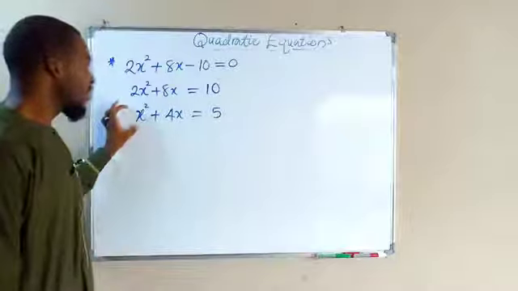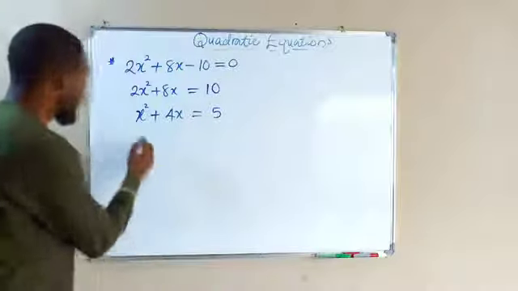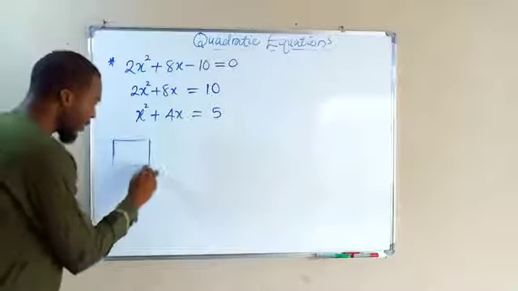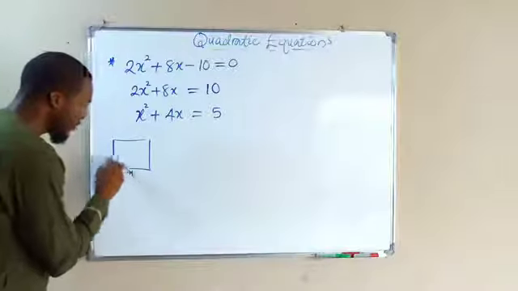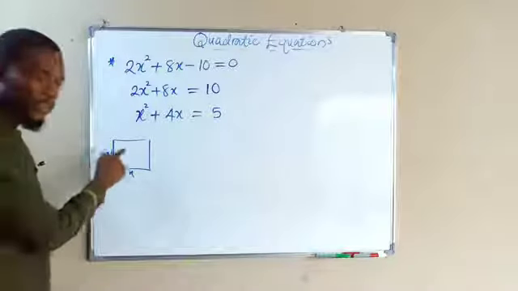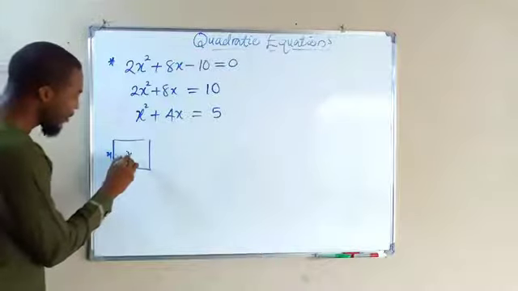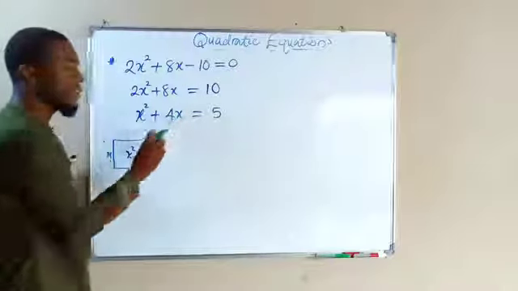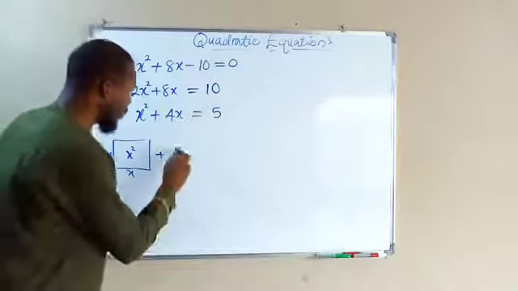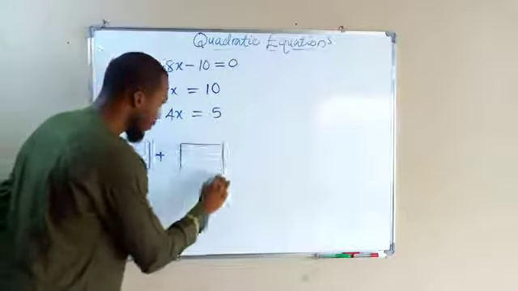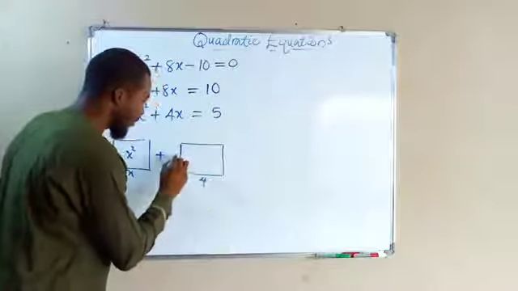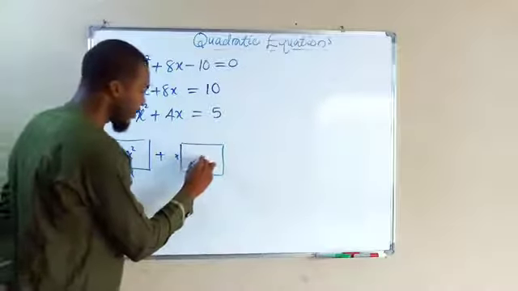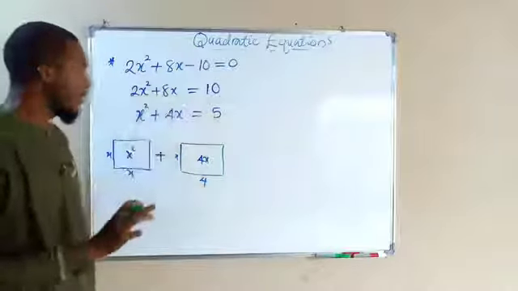Now we want to represent each of these terms by a plane figure. The first one is x squared, which is going to be represented with a square of dimension x, such that the area of this square is going to be x times x, which is x squared. Plus 4x is going to be represented by a rectangle of dimension 4 and x, such that the area of this plane figure will be x times 4, which is 4x. It also corresponds to this 4x.